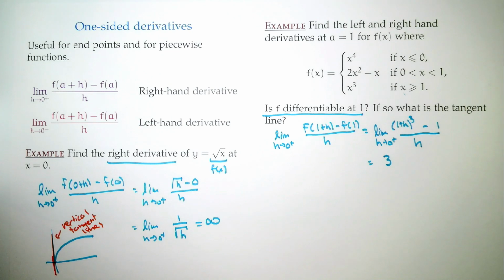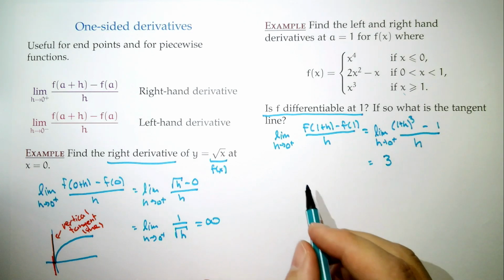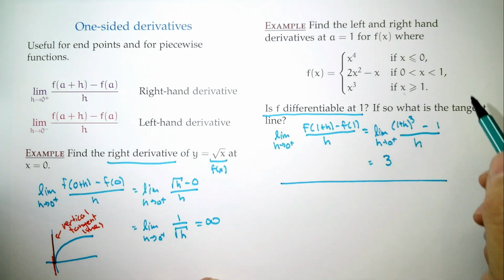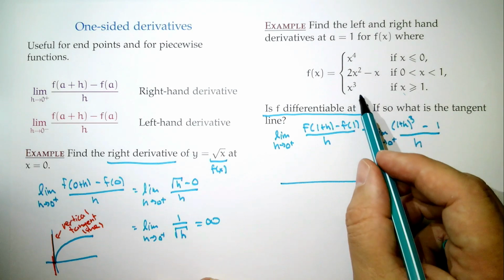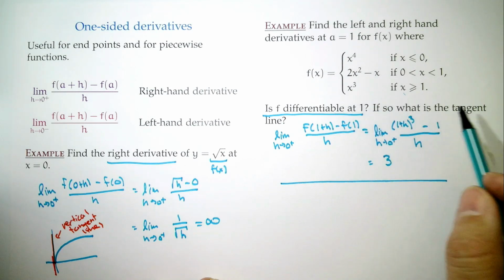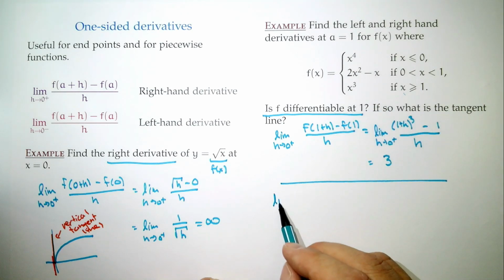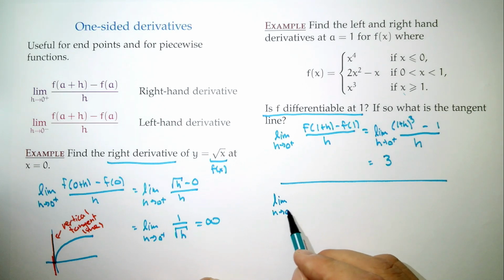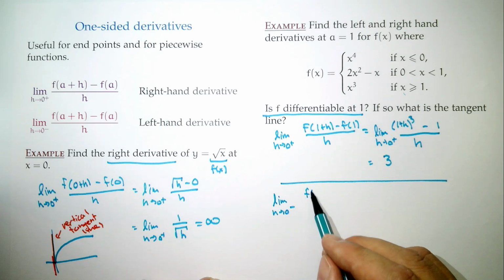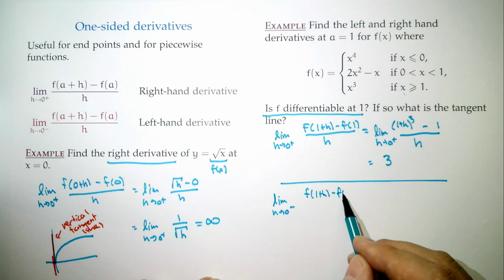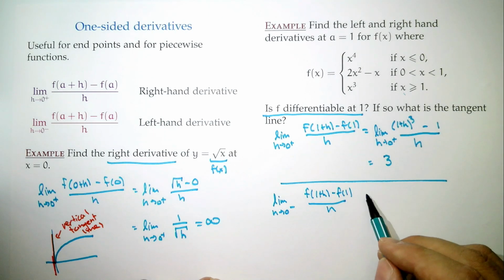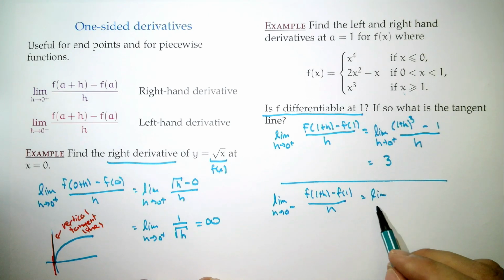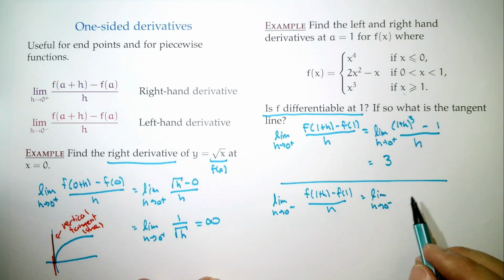You have 1 plus h cubed. You can expand that as 1 plus 3h squared plus h cubed, and simplify. So that says, if I look from above, the derivative should be 3. If I look from below, it's the limit as h goes to 0 from below of f of 1 plus h minus f of 1, all over h.